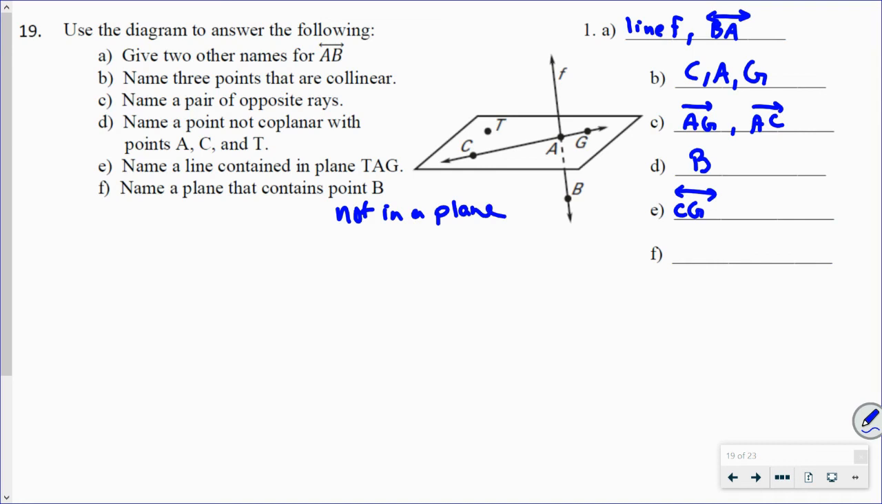But if you wanted to create a plane with it, you just have to pick 3 letters. So we could say T, C, and B. I could draw a plane here that contains those 3 points. Or I could say CAB, and that plane. And if I drew that plane, G would actually be in it as well. So I don't know what we could say, just plane CTB. But as it lies in this diagram, B is not in a plane.